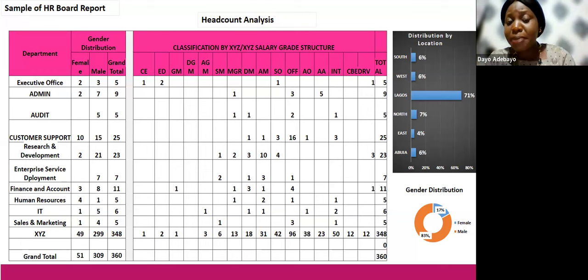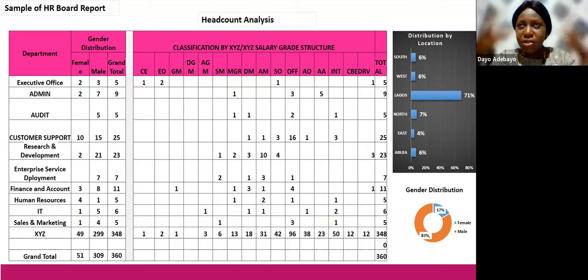It doesn't have to be this particular structure. It depends on what you have in the organization. If you have a structure, just put it there. It could be any other thing, but that is what I always prefer to use. So salary grade helps them to see the distribution of staff within the organization.